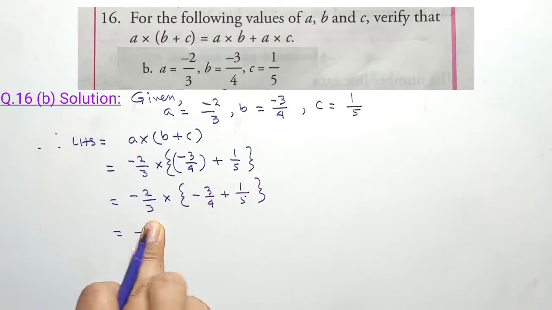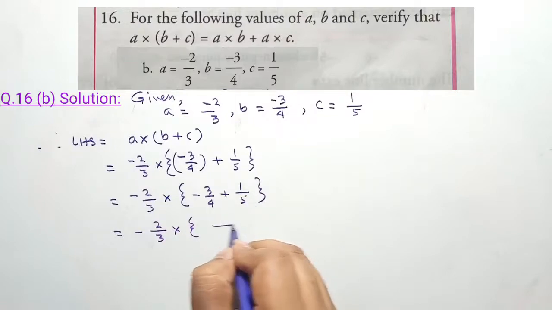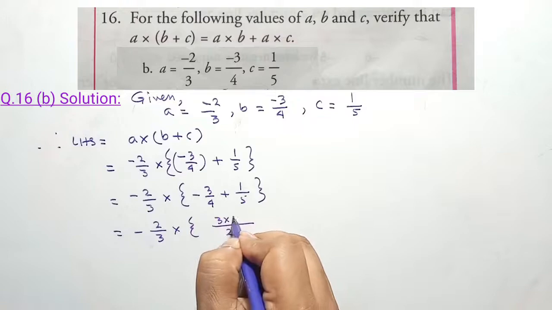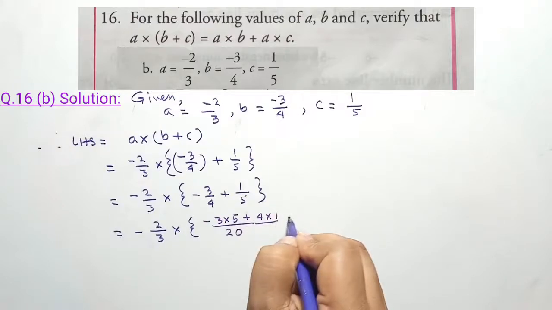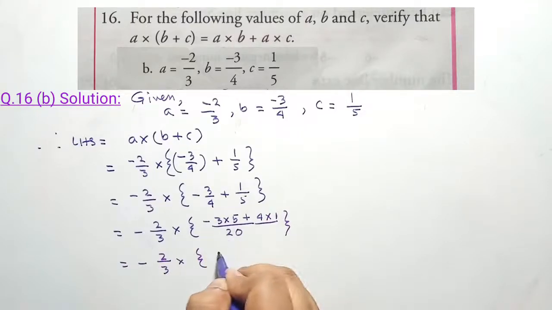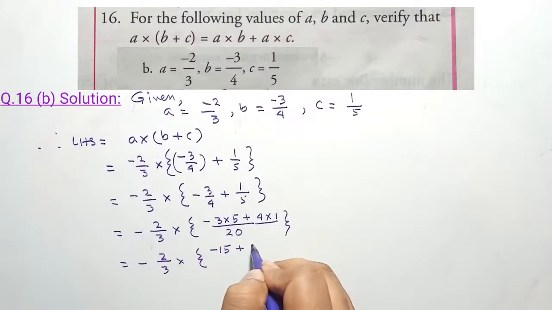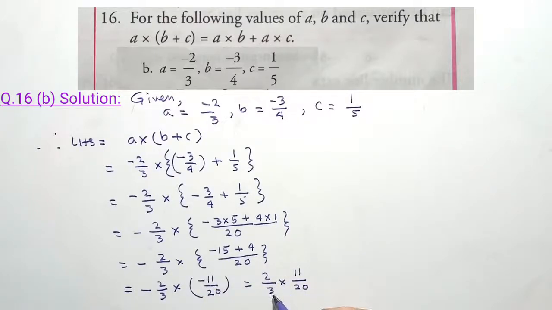So minus 2 by 3 into bracket LCM of 4 and 5 equal to 20. So 5 into minus 3 plus 4 into 1. So minus 2 by 3 into bracket 5 3s are minus 15 plus 4 1s are 4 divided by 20. Minus 15 plus 4 equal to minus 11 by 20. Minus and minus became plus, so 2 by 3 into 11 by 20. Now 2 1s are 2 and 2 10s are 20. So finally the answer is 11 by 30.